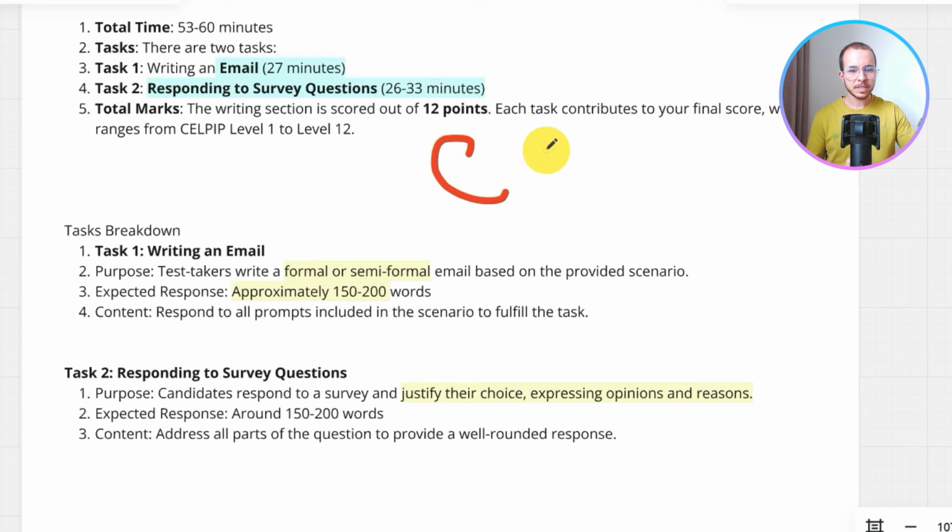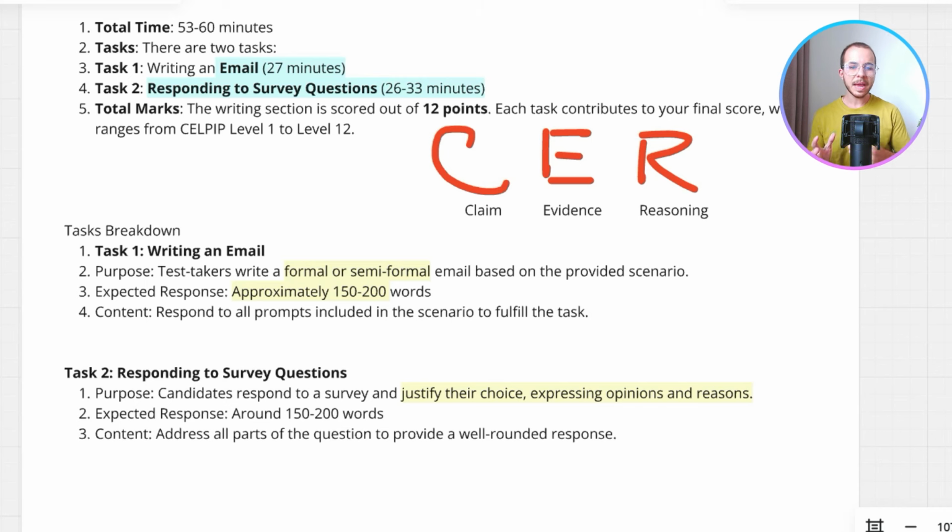This is called CER. Have you heard about it before? CER stands for Claim Evidence Reasoning, and it's going to be mostly important in section 2 where we have to justify our choice. So here what you can do is make a claim.